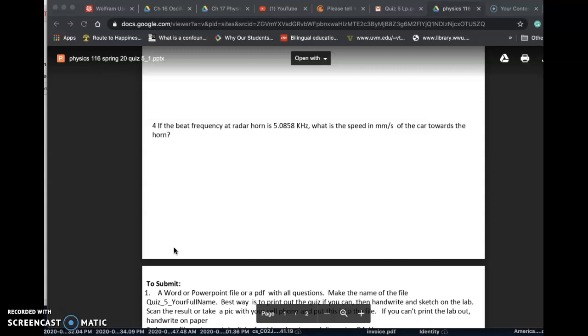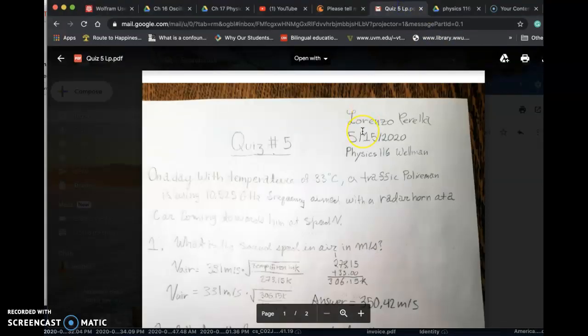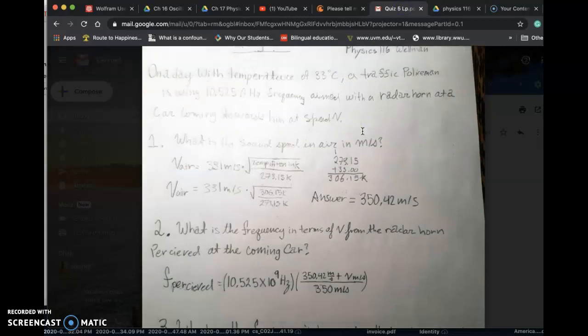Now, to get to this, we first need to set up the equations necessary from problems 1 through 3. First is the sound speed of air in meters per second. To do so, we take 331 meters per second, which is the standard, multiplied by the square root of the temperature given in Kelvin divided by 273.15 K. That would be 331 times the square root of 306 divided by 273. That gives us 350.42 meters per second.